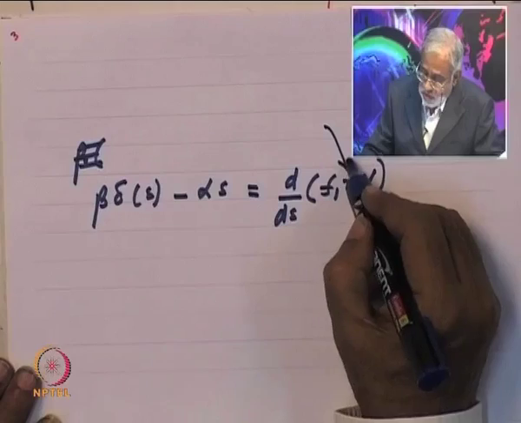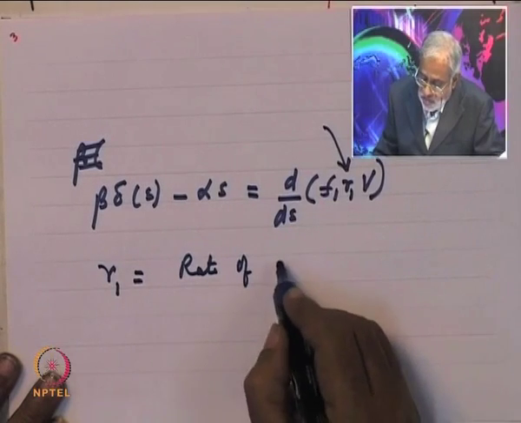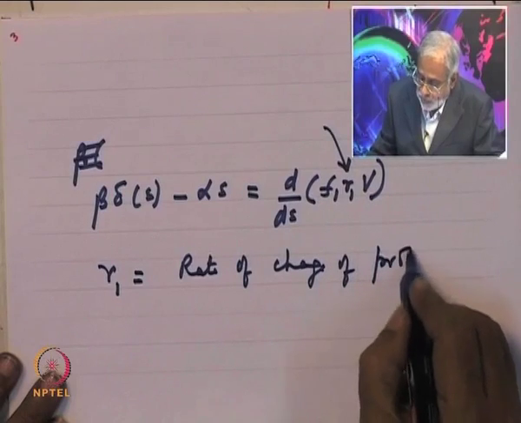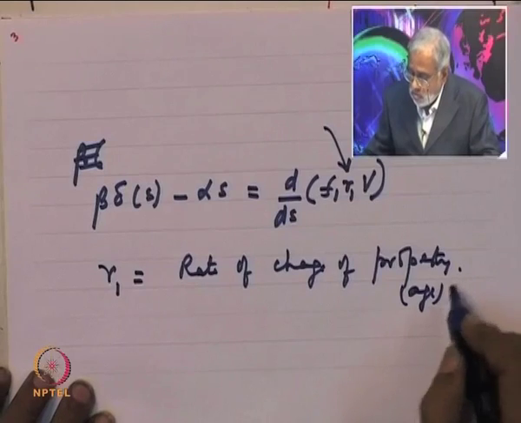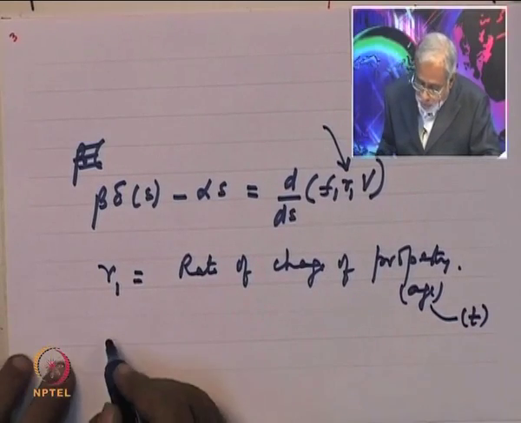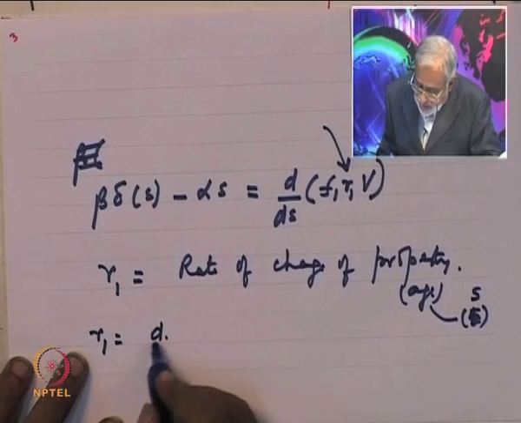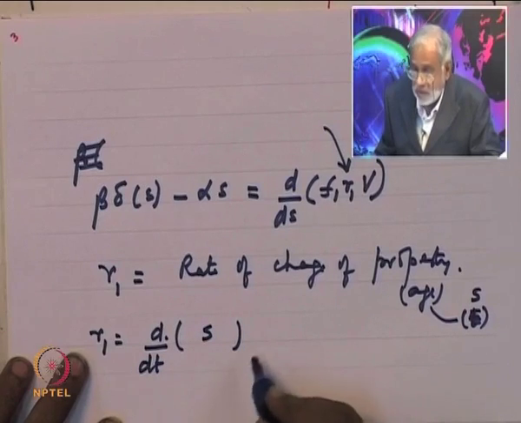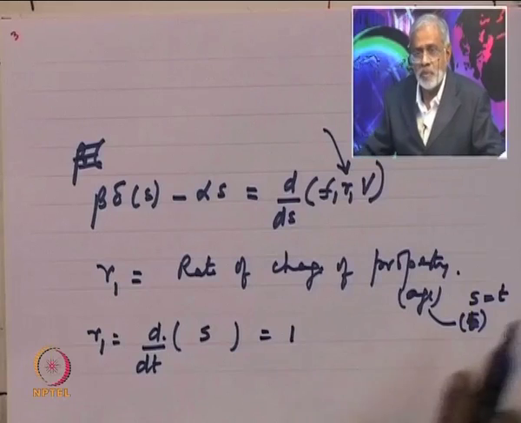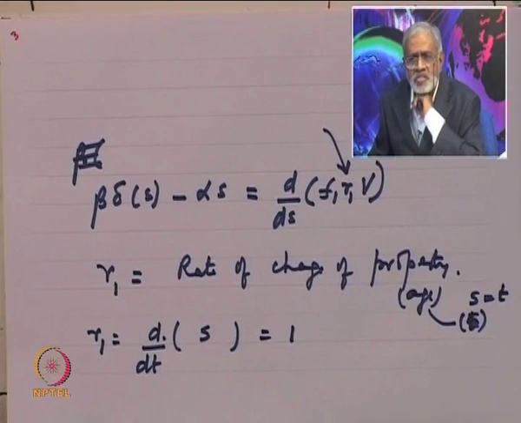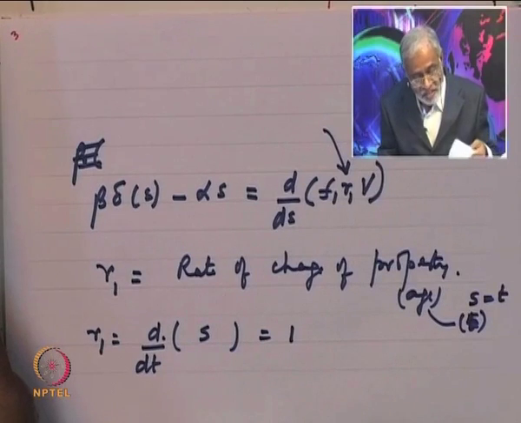Now, when we talked about this, it is the rate of change of property. What is our property? This property is age. So in a sense, it is time. So this R 1 by definition is what? I will call this property S. So, we have d by dt of our property, which is S, which is age, and age is time. So, here S equals t, and therefore, it is equal to 1. Something that we have said when we talked about residence time distribution in nested tank. If you recall, we did say this at an earlier stage.